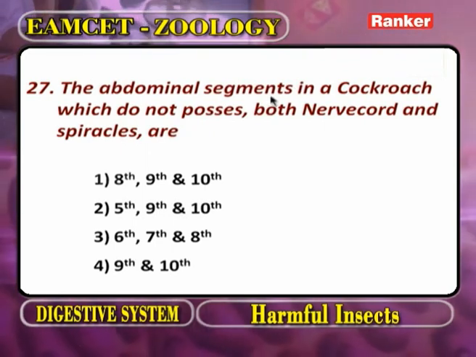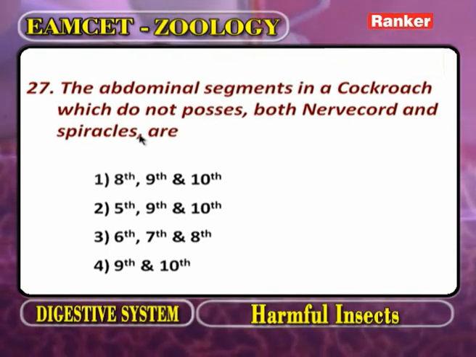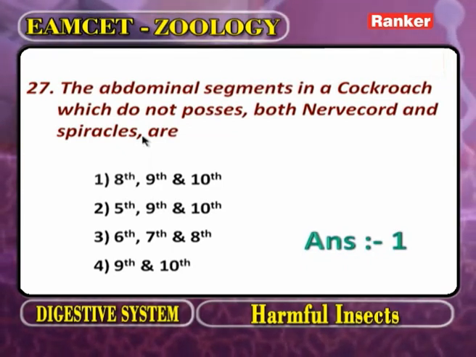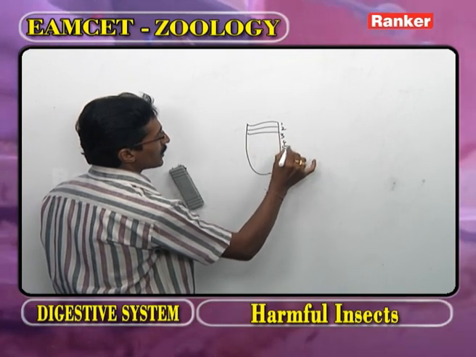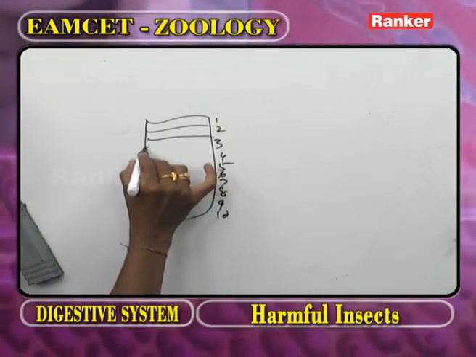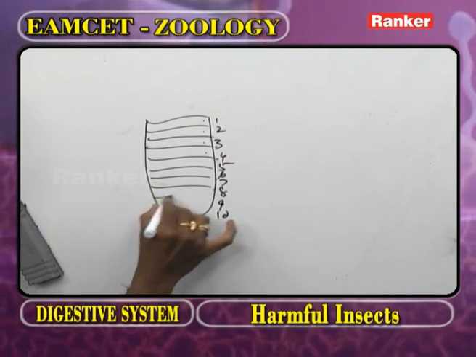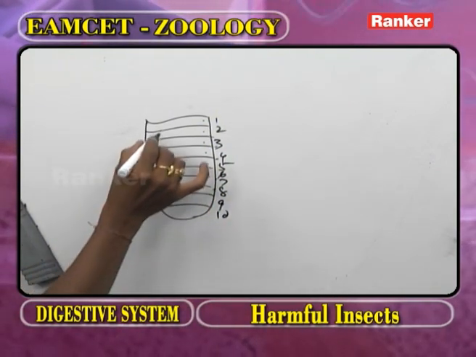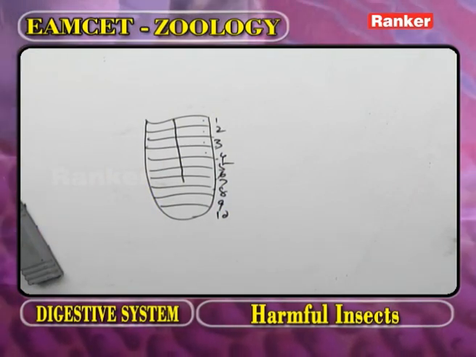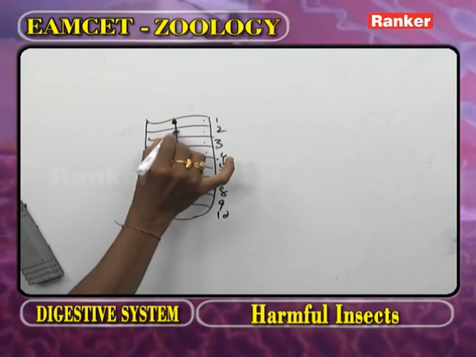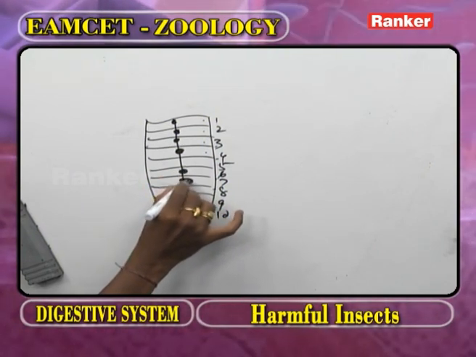The abdominal segments in cockroach which do not possess both nerve cord and spiracles. Now again, as we observe the nervous system of cockroach, this part we call the abdomen. In the abdomen, 10 abdominal segments are present: 1, 2, 3, 4, 5, 6, 7, 8, 9, 10. In the abdominal region, the nerve cord extends up to the 7th abdominal segment. This is the first abdominal ganglion, second, third, fourth, fifth and sixth abdominal ganglion.